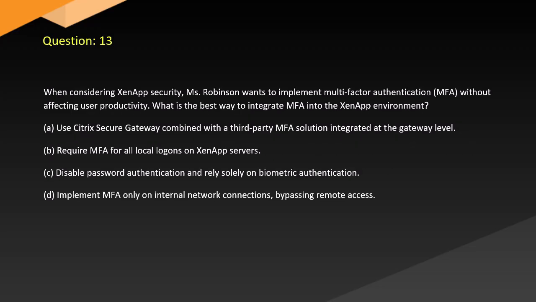Question 13. When considering XenApp security, Robinson wants to implement multi-factor authentication (MFA) without affecting user productivity. What is the best way to integrate MFA into the XenApp environment? A. Use Citrix Secure Gateway combined with the third-party MFA solution integrated at the gateway level. B. Require MFA for all local logons on XenApp servers. C. Disable password authentication and rely solely on biometric authentication. D. Implement MFA only on internal network connections, bypassing remote access.